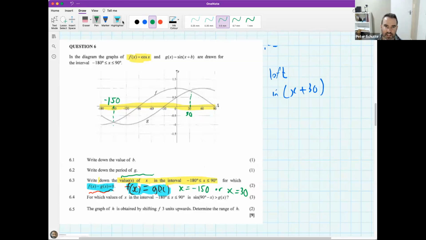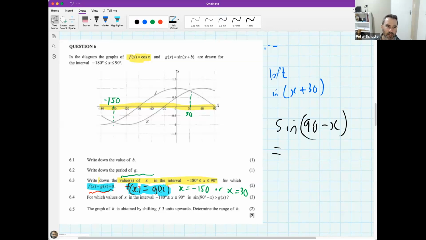A similar thing is going to happen in 6.4. It says, for which values of x in the interval minus 180 to 90, so again, the yellow strip, is sine of 90 minus x greater than g of x? Now that looks a little bit scary, but can someone tell me what the sine of 90 minus x is actually the same as? I feel like I've seen it in what we call the reduction formula.